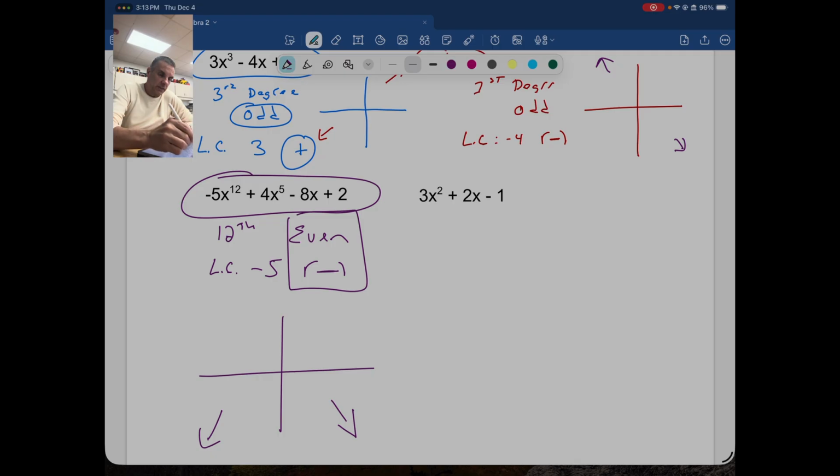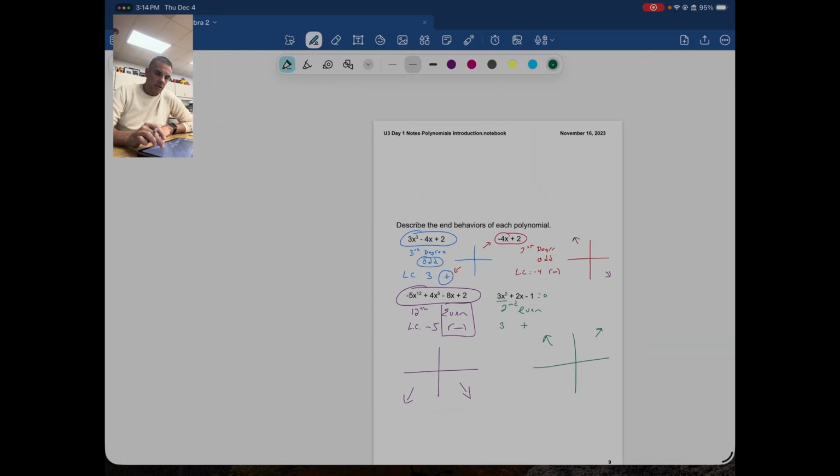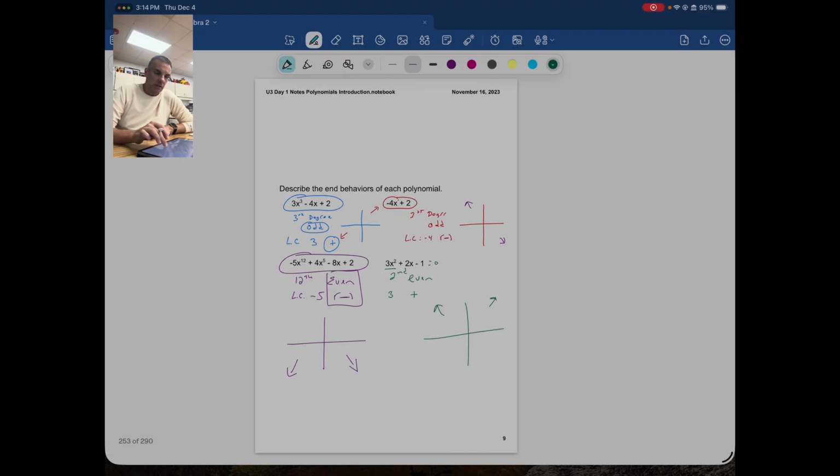And then the last one, even, 2nd degree, so that's even. Leading coefficient is 3. 3 is positive, so even and positive. Even and positive is here and here. Parabola. That's what that is. It's a parabola. Remember, we solved that last using the quadratic formula. It was just what our last assessment was on. So those are kind of the things that we want to be able to do today.